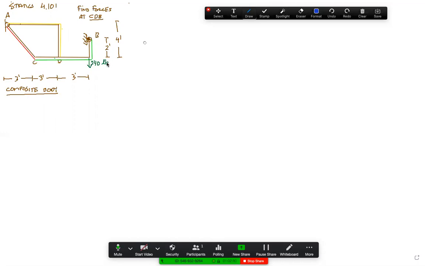One thing that you already know is that somebody over here is pulling down from this corner with 240 pounds of force. Now, let's go to B, and at B you have a roller. So you have here a roller and you have here a pin. That's the statement of the problem. That's what they are asking you to get, the forces at CDB, and this is the geometry.